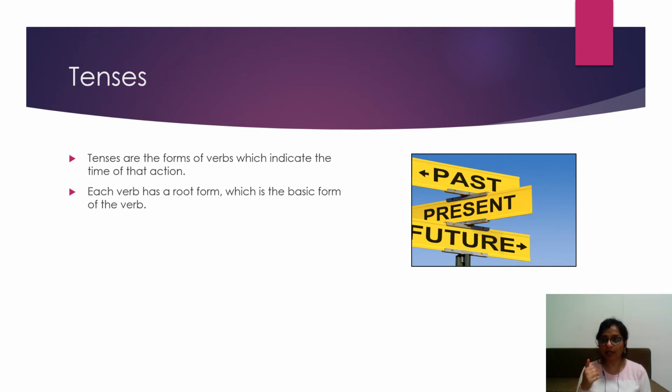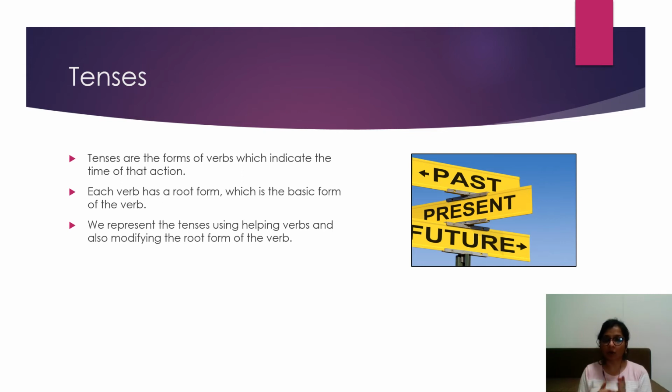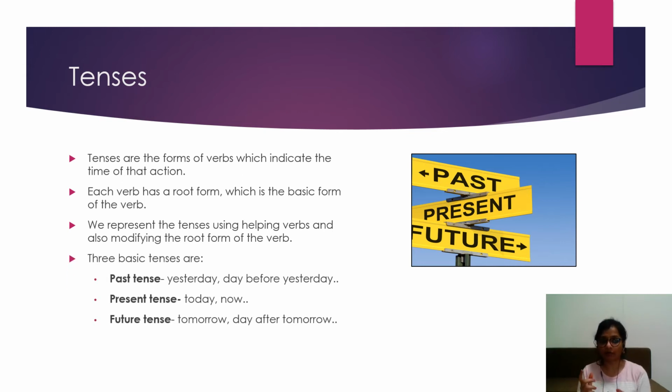If it is happening in the present, it is going on in the present, then I will say dancing, and it is called present continuous tense. And if it is going to happen in the future, I say will dance. Now this indicates future, right? So my dance becomes the root form, and the variations that I do to indicate the tenses are done with the help of helping verbs, and also I modify the root form of the main verb.